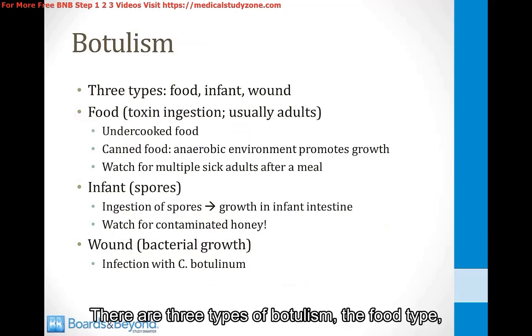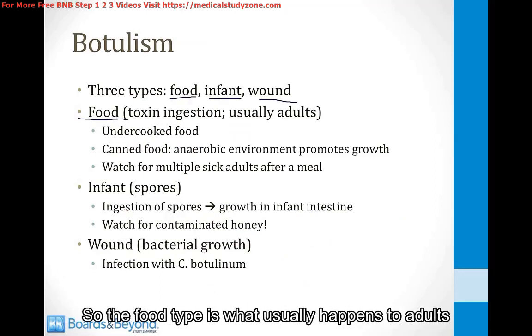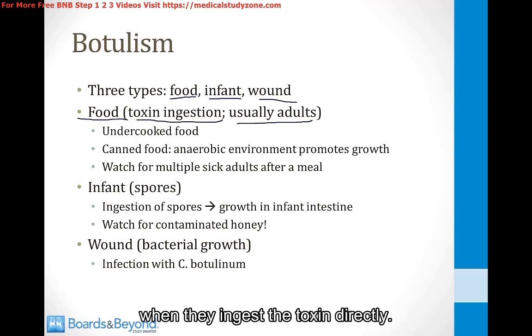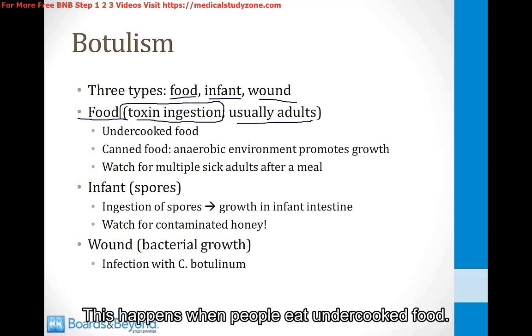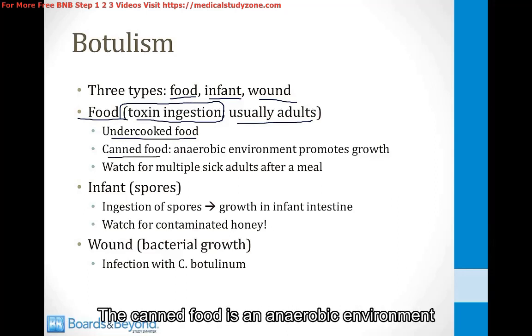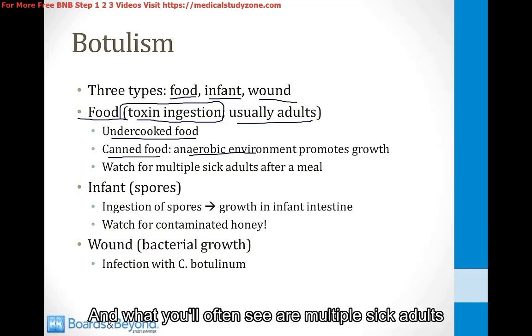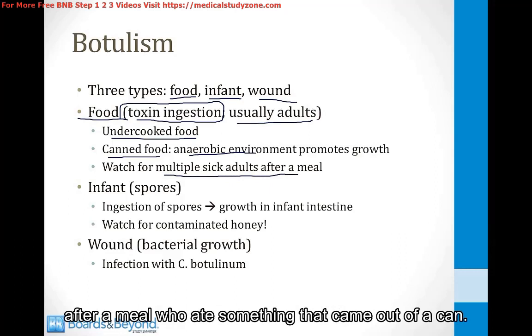There are 3 types of botulism: the food type, the infant type, and the wound type. So the food type is what usually happens to adults when they ingest the toxin directly. This happens when people eat undercooked food. A classic scenario is to eat undercooked canned food. The canned food is an anaerobic environment inside the can, and this is favorable to the bacteria. And what you'll often see are multiple sick adults after a meal who ate something that came out of a can.